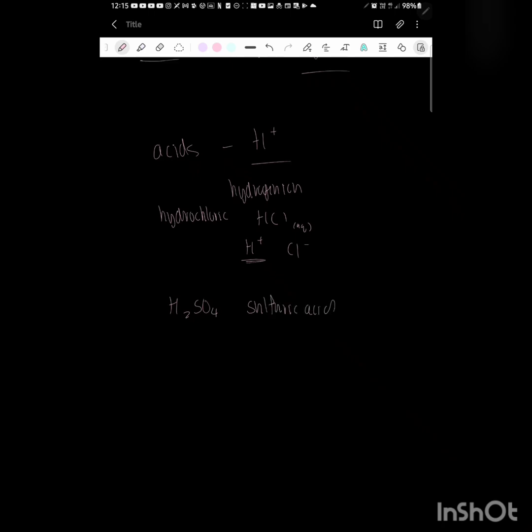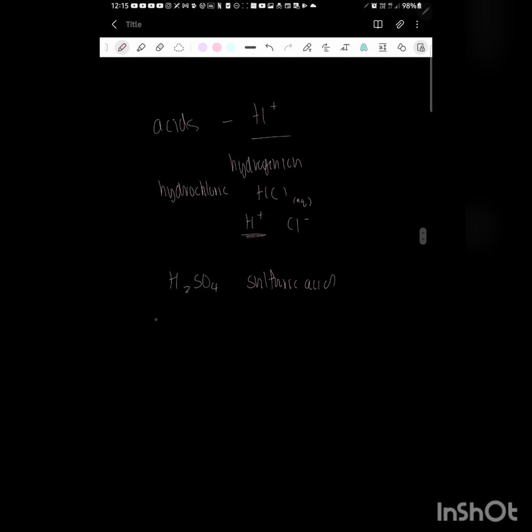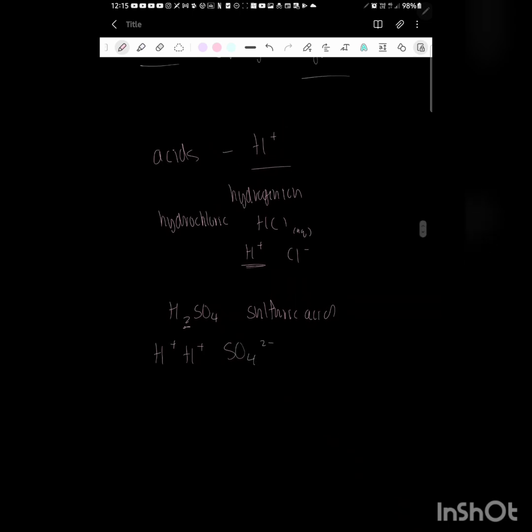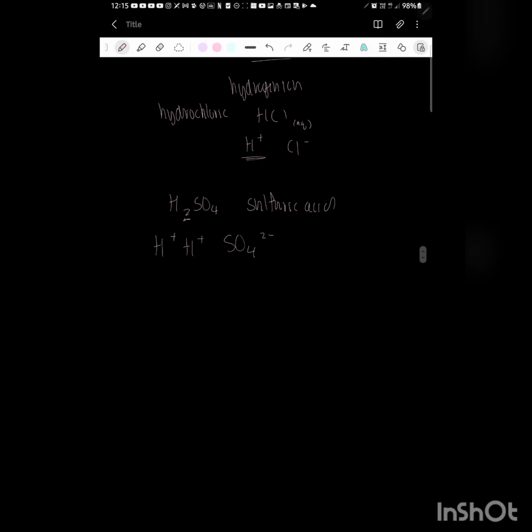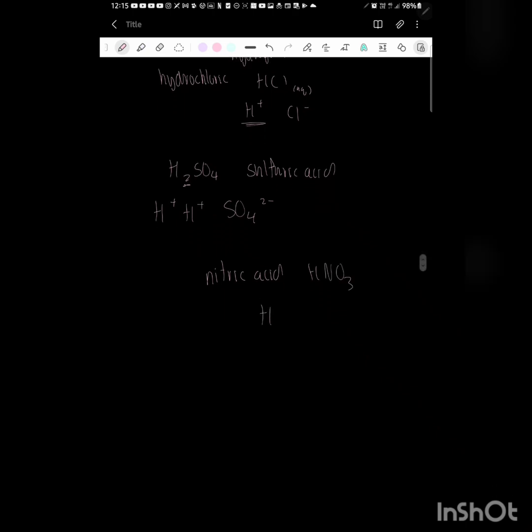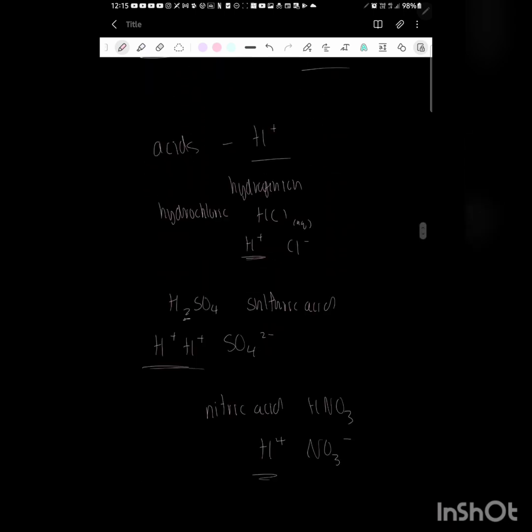Ignore the fact there's a 2, because that really doesn't matter. That just dissociates into ions as well. So that goes into 2 H+ ions, because you have 2 there, and an SO4 2- ion. Another acid we'll have done in labs is nitric acid, HNO3, and that also goes into H+ and NO3-. The thing that they all have in common is the H+ ion, which makes them acids.